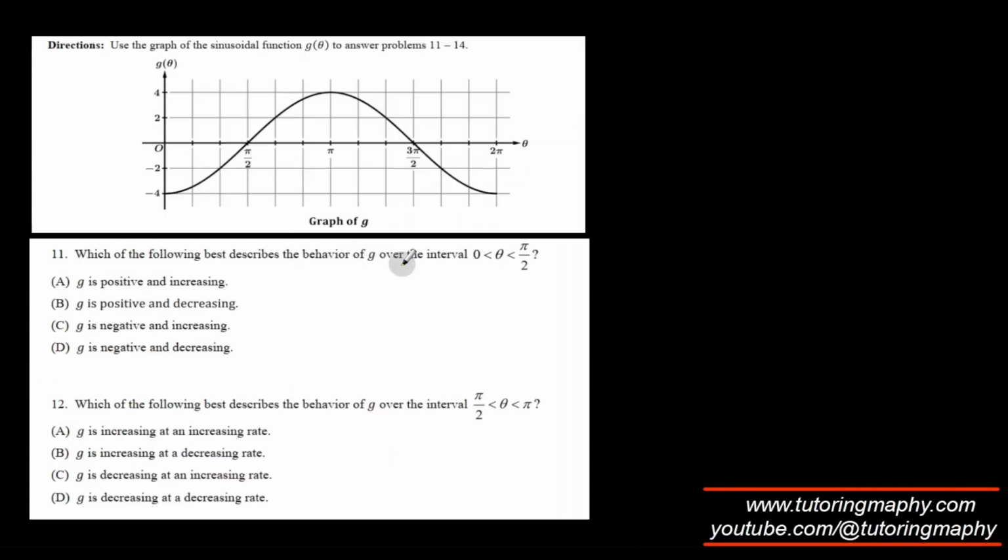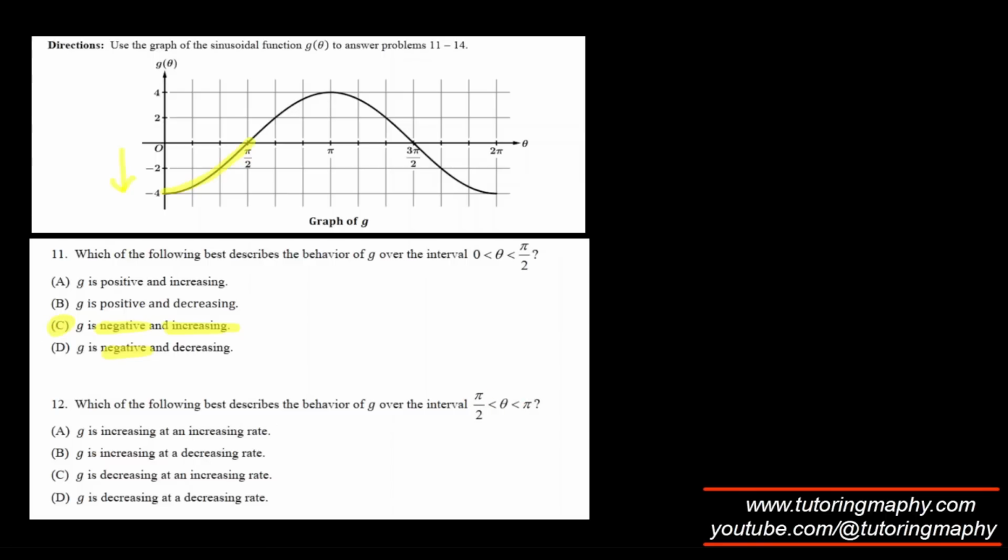Over here, we need to analyze from 0 to pi over 2. 0 is here, pi over 2 is here. So G is positive? No, definitely G is negative because it is below the x-axis. And it is climbing, of course. It's increasing in nature, right? So it's climbing, so it's increasing. So it's option C.